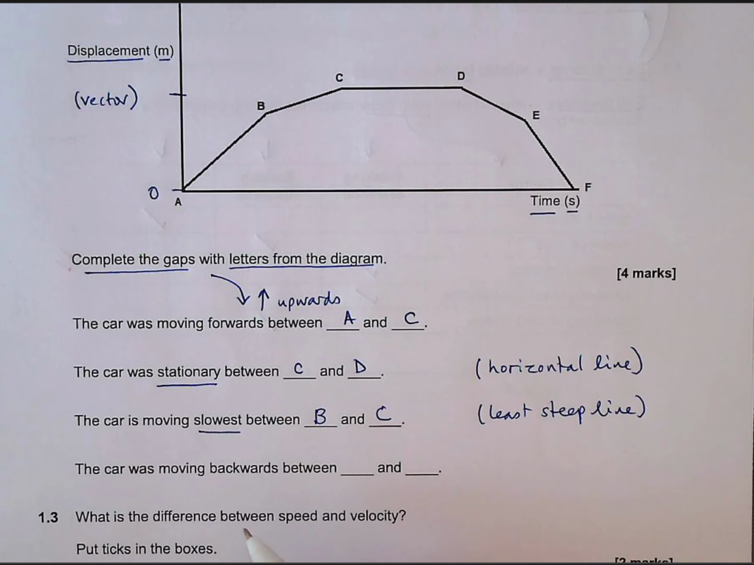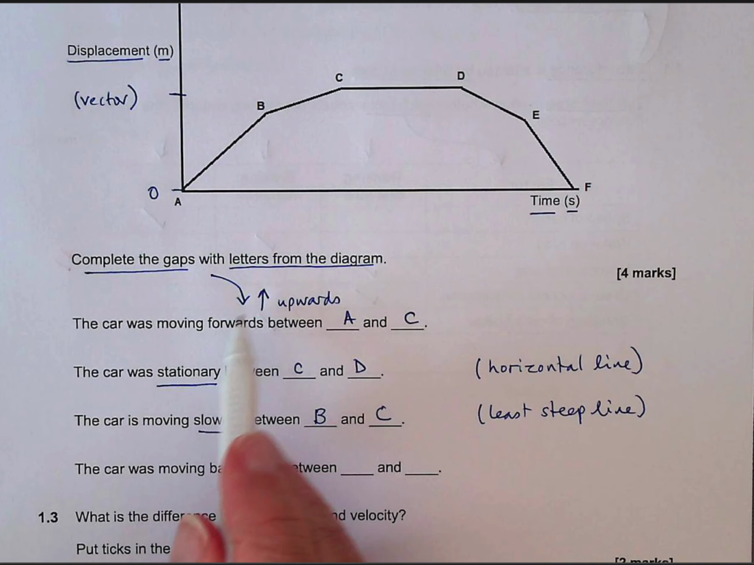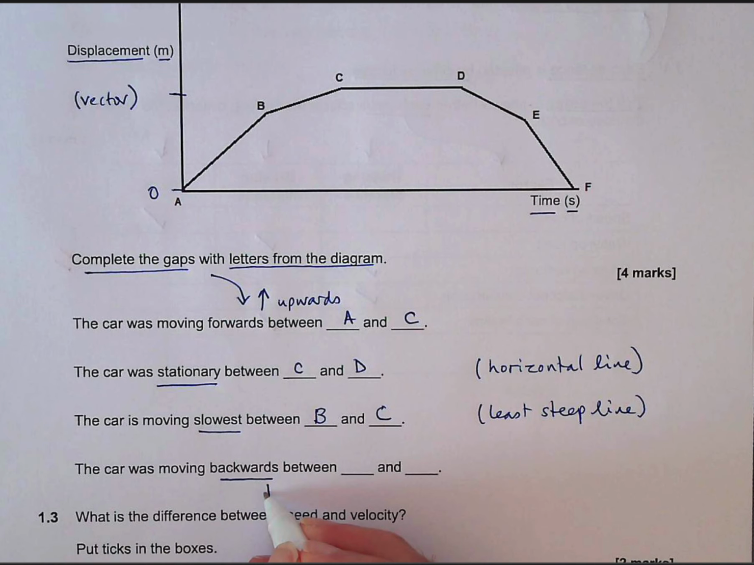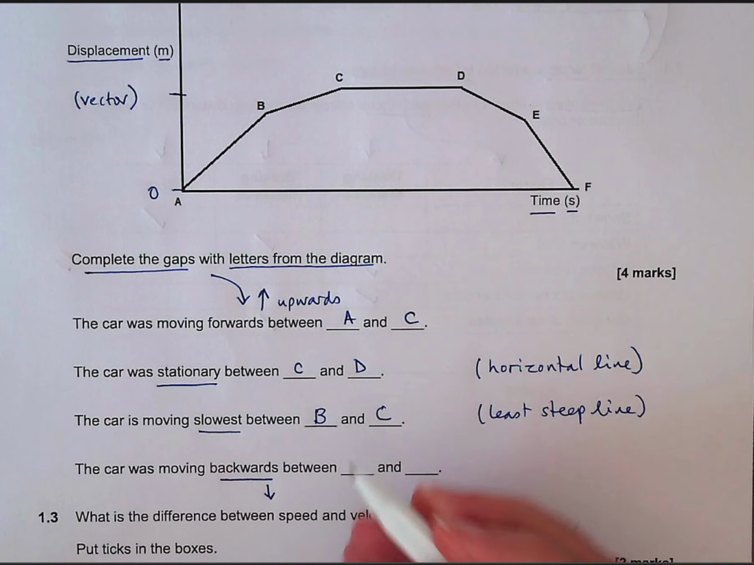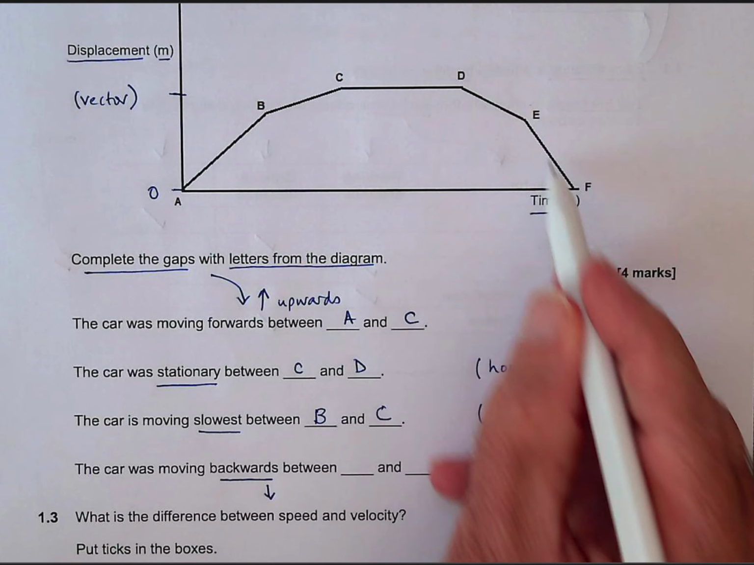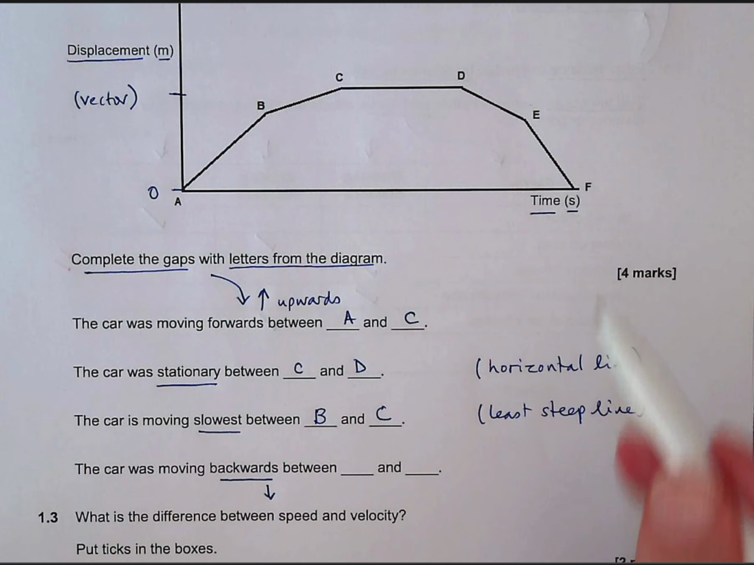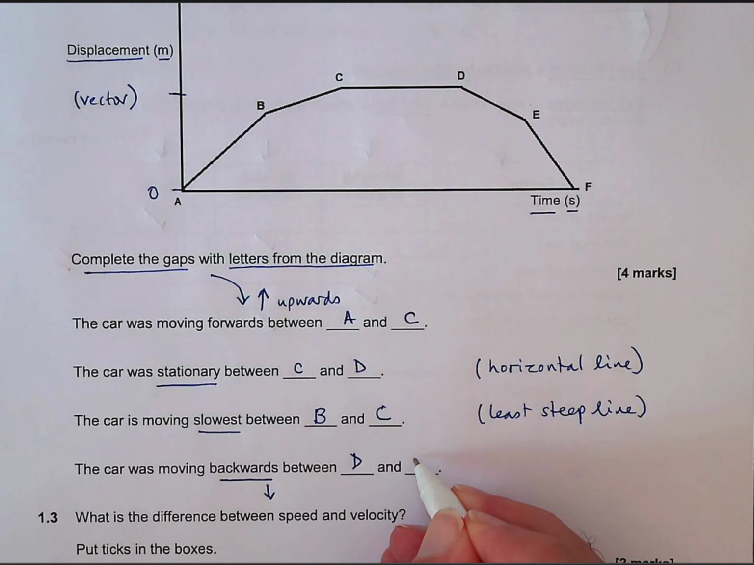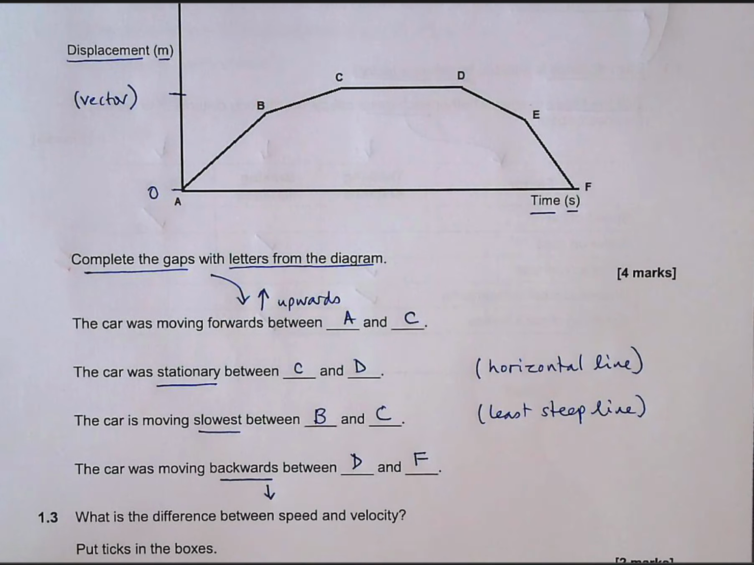And then for the next question, the car was moving backwards. Well, if upwards is forwards, then backwards must be downwards on the graph. That means coming back home. So this is the outward journey, displacement increasing, and from D to F, the displacement is decreasing. So it's going to be from D to F. And that's how you get the 4 marks.